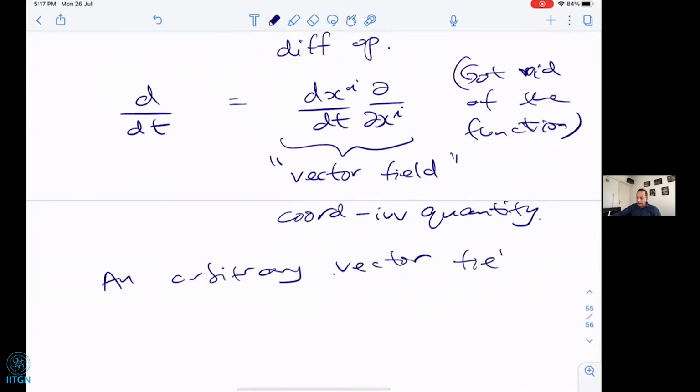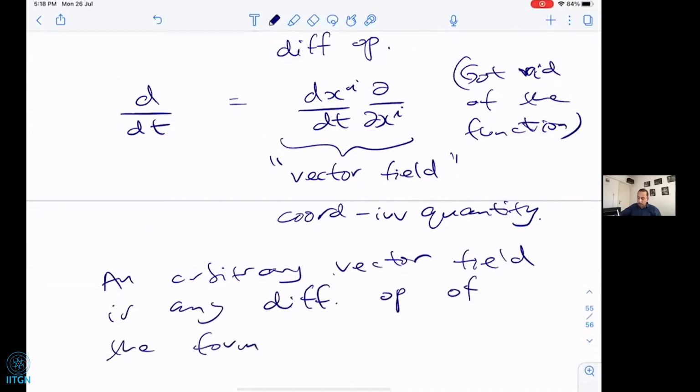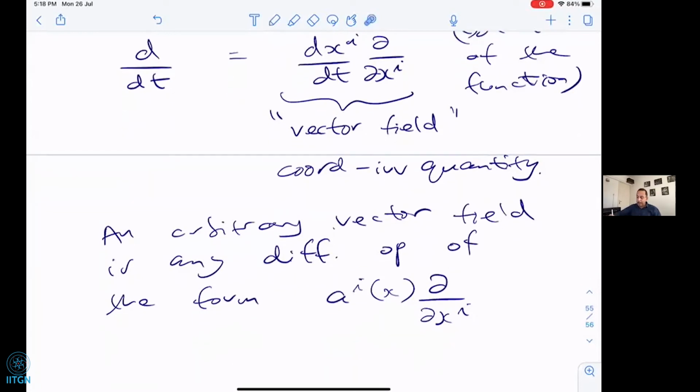An arbitrary vector field is any differential operator of the form ai of x d by dxi. I simply dropped all reference to the path, and instead of dxi by dt, I just wrote an arbitrary function, arbitrary set of functions, actually ai of x, okay, on the manifold. And what did I gain by doing this?